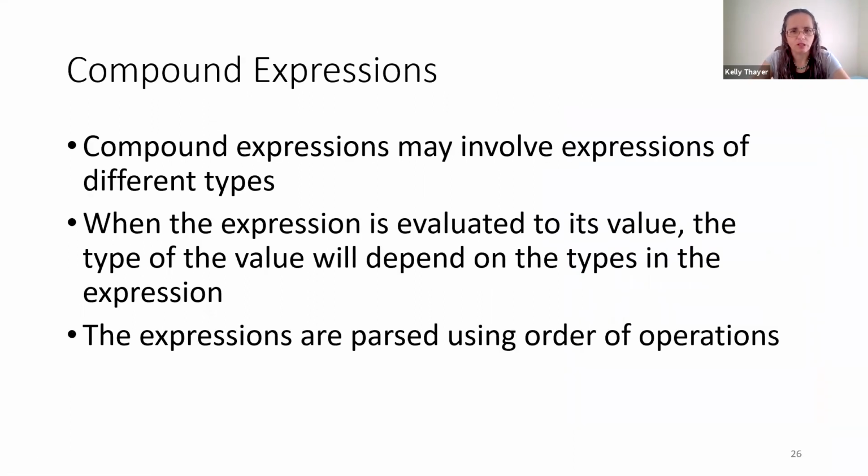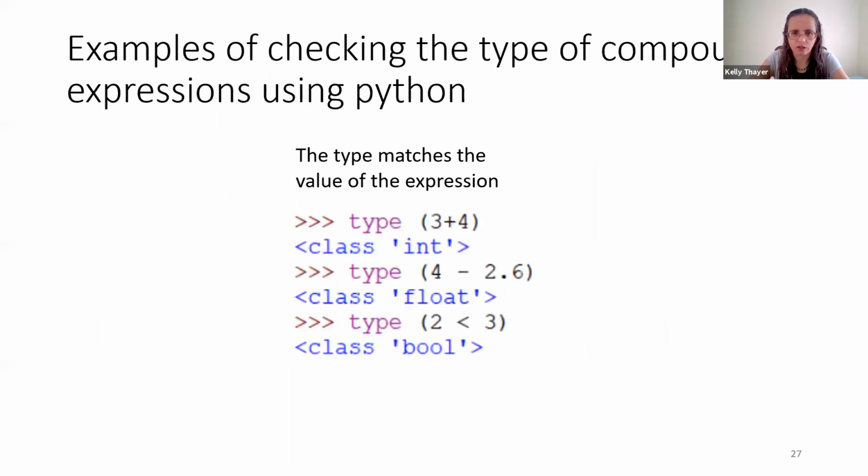This brings us to compound expressions, which we've kind of alluded to. Compound expressions may involve expressions of different types. When the expression is evaluated to its value, the type of the value will depend on the types in the expression, and then the expressions are parsed using order of operations. So we've seen this a little bit when we were talking about those math expressions and looking at the input. So we've seen some mixed types, like if we had 16.0 divided by 4, that's mixed types, and then the question is, well, what will the type of the output be? But it could be more complicated than that, because it could involve strings and so on.